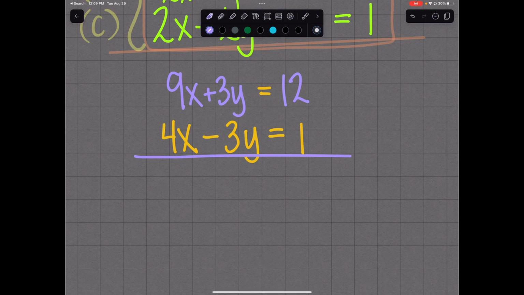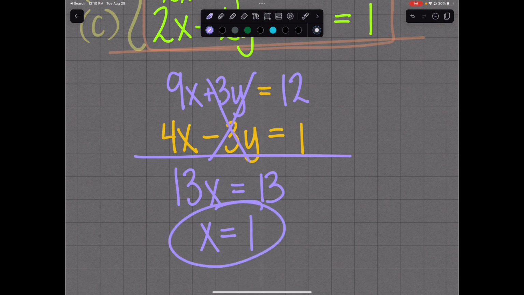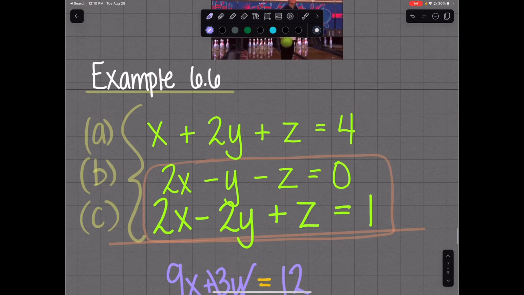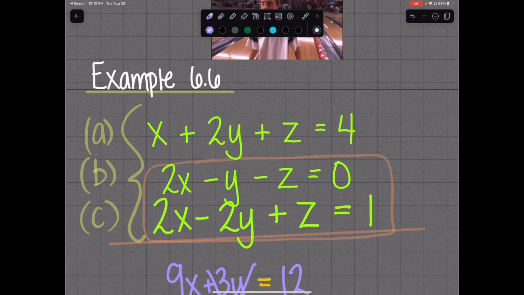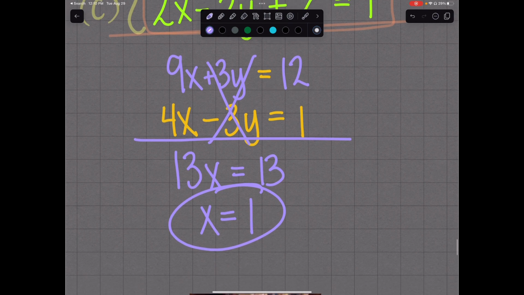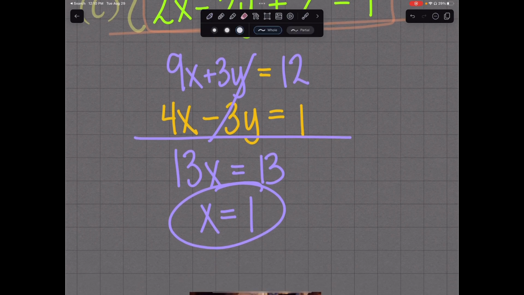If we add these, we get 9x plus 4x is 13x. These cancel out, equals 13. X is equal to 13 divided by 13, which is 1. Okay, now that you know one of them, you can find all of them. Just plug the 1 in. Let's plug x into this equation right here. If we do that, we get 9 times 1 plus 3y is equal to 12.